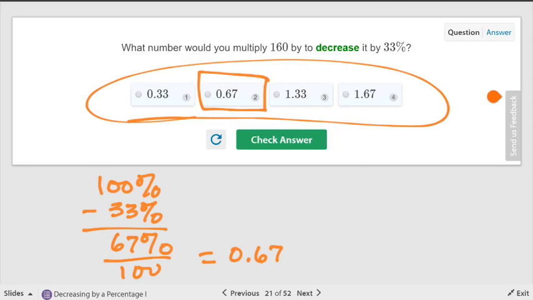Okay. So decrease means automatically you should be subtracting from what? 100%. Always keep that in mind. If you're increasing or decreasing percentages, then it has to be from a percent, right? And it's always 100%. Okay?